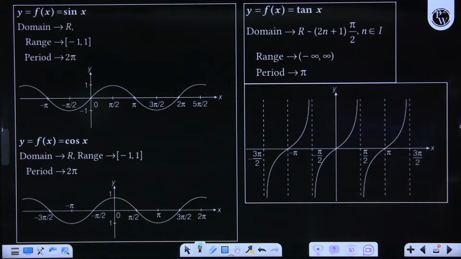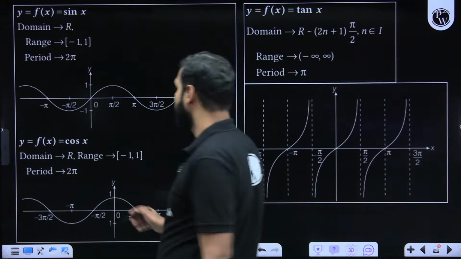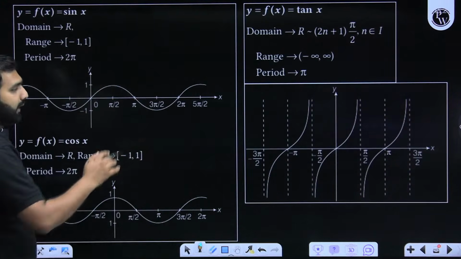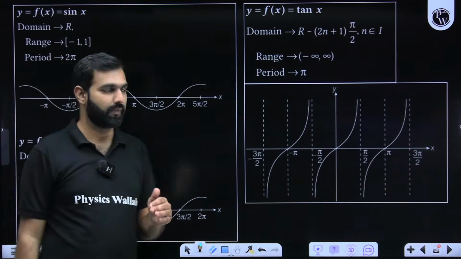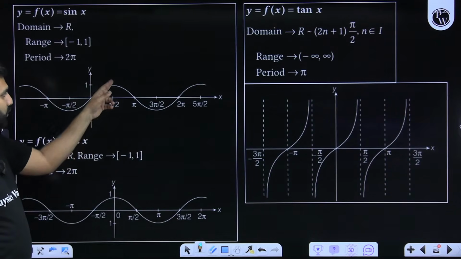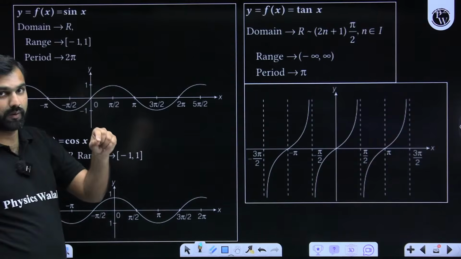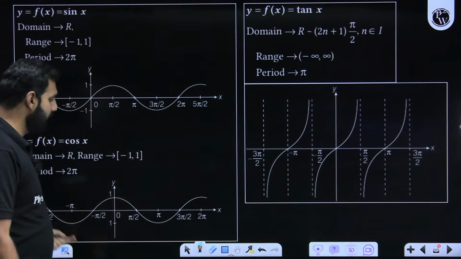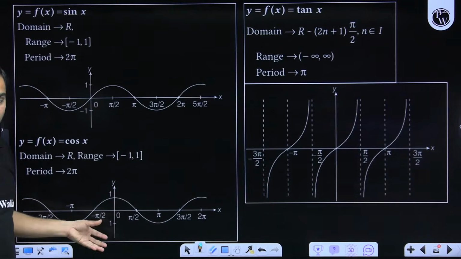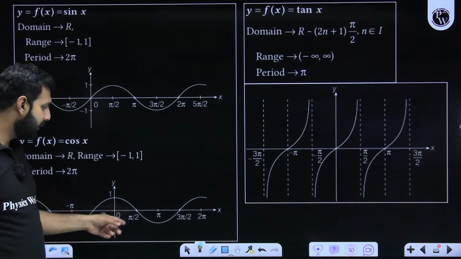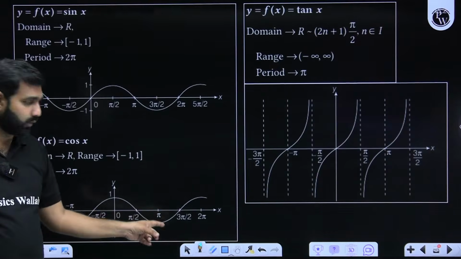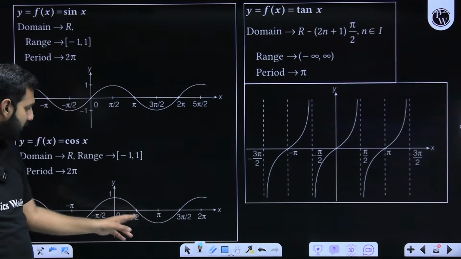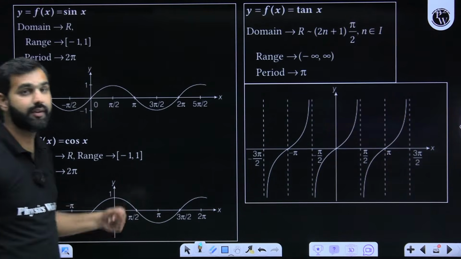The next one will be the graphs of them. Please look at the graph of sin x: 0, pi, 2 pi. These are the points where sin x becomes 0. At the 4n plus 1 category of multiples of pi by 2, it becomes plus 1. At the 4n minus 1 category of multiples of pi by 2, it becomes minus 1. Here, at the odd multiples of pi by 2, cos x becomes 0. But at pi and also at the odd multiples of pi, it becomes minus 1. At the even multiples of pi, it becomes 1.